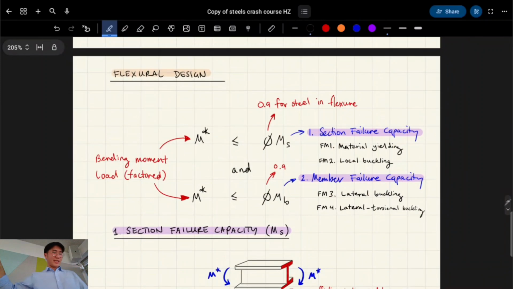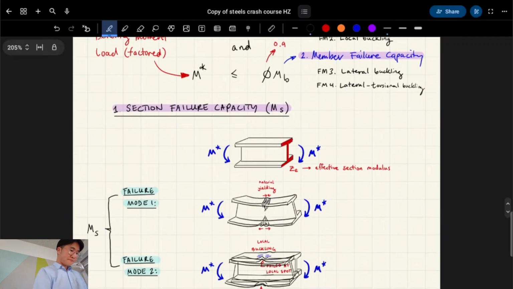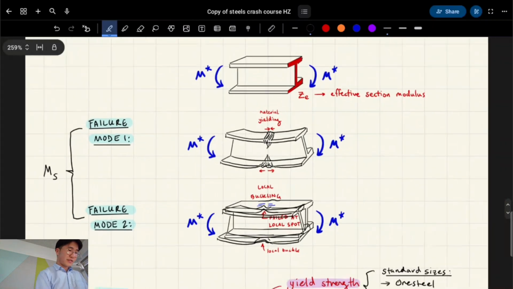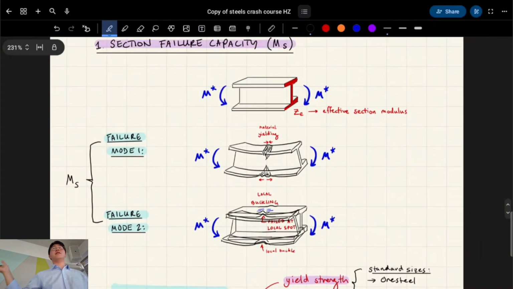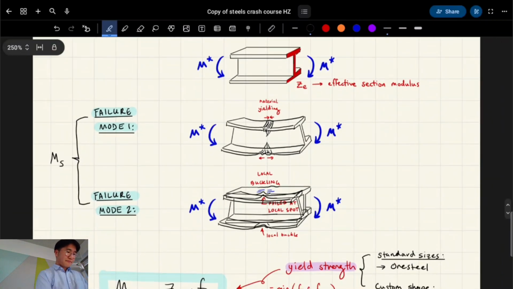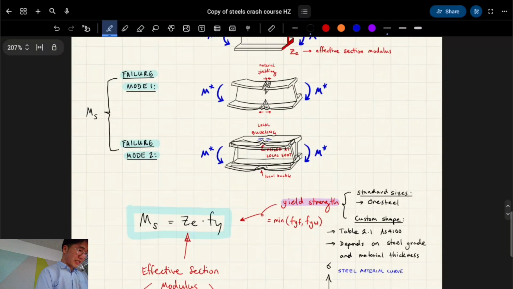So for flexural design, it's very similar to compression design, right? You do the section check, and then you do the member check. The way you do it is a little different though, okay? So very similar to compression, you're gonna have either yielding or buckling, section buckling happening, which is gonna govern our section capacity.